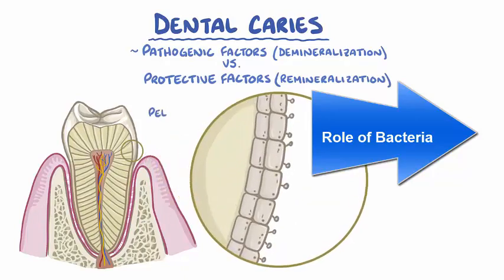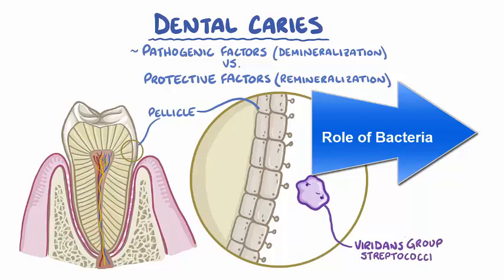Normally, there's a layer called the pellicle that covers the tooth, and bacteria in the mouth, like Viridans group Streptococcus, settle on that pellicle layer. These bacteria are called early colonizers, and they attach to the surfaces using bacterial surface proteins called adhesins.